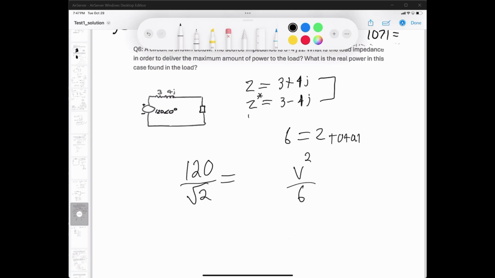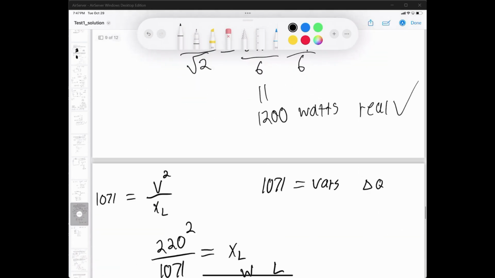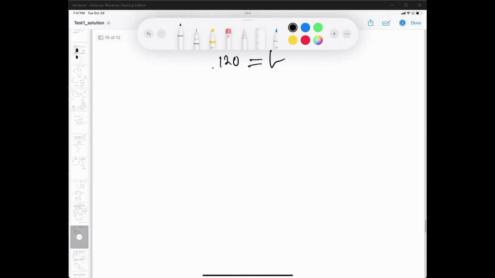That is 84.85. This gives us the root mean square voltage. I was confused. Squared divided by 6 will give us 1200 watts. Real. That's what we want. That question's done. It's a pretty fast one. Pretty easy. Easier than a lot of things.